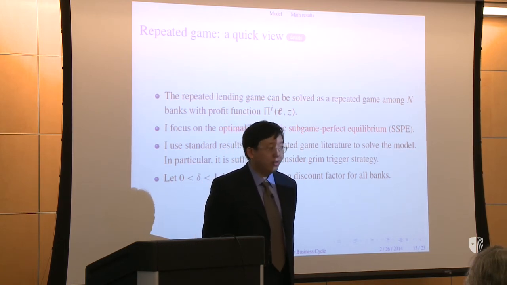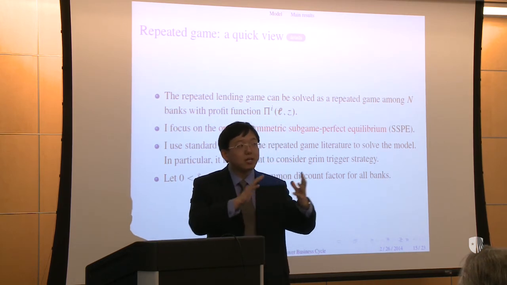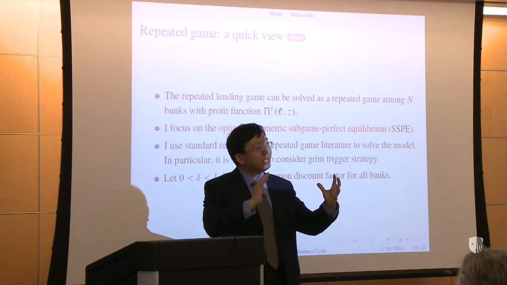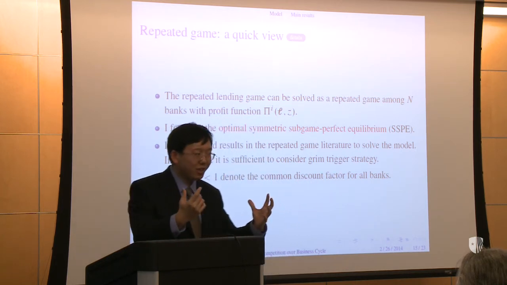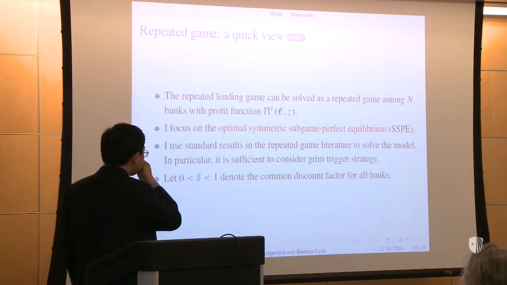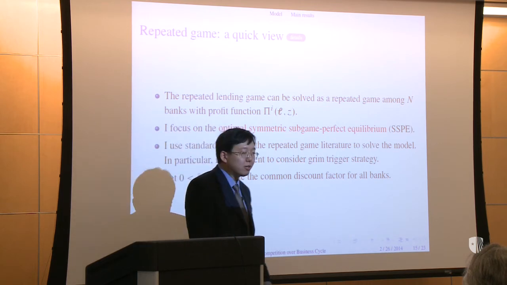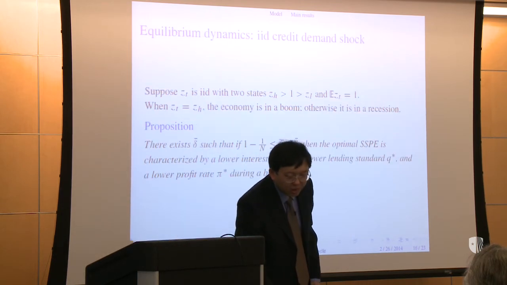There will be no non-symmetric equilibrium because basically the entire setup is symmetric, and if somebody plays something different, then it cannot be in equilibrium. Okay, let delta denote the common discount factor for all those banks.